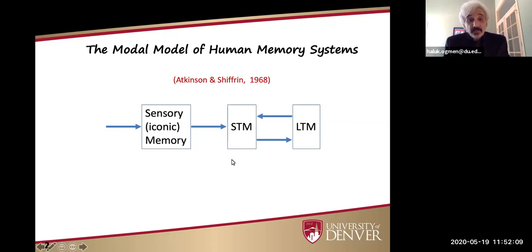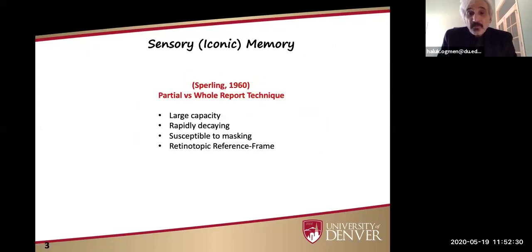Now, since the inception of this model, there have been lots of experiments and studies on these different components. While the short-term memory and long-term memory components underwent significant changes from their original formulations based on the data, sensory memory or iconic memory remained largely unchanged. It was discovered by George Sperling in 1960, and research established four of its fundamental properties. First, as I mentioned, it has very large capacity and its contents decay very rapidly. Also, its contents are susceptible to masking, and its coordinate system, or reference frame, is a retinotopic reference frame. So let me go one by one and explain these properties.